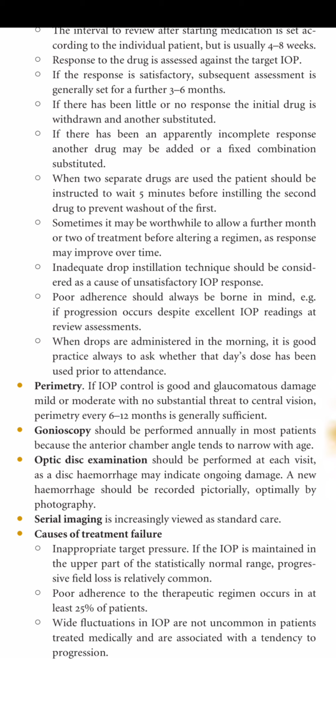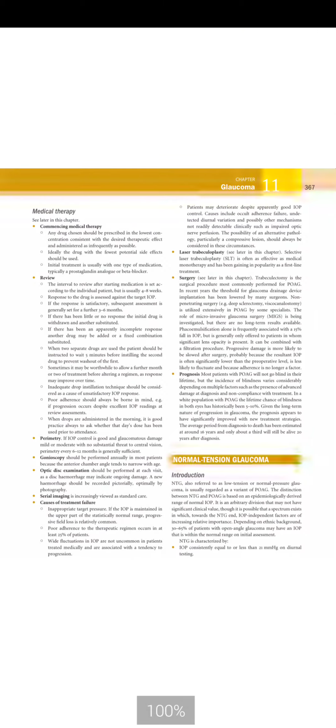Causes of treatment failure: inappropriate target pressure. If the IOP is maintained in the upper part of the statistically normal range, progressive visual field loss is relatively common. Poor adherence to the therapeutic regime occurs in at least 25% of patients. Wide fluctuations in IOP are not uncommon in patients treated medically and are associated with the tendency to progression.